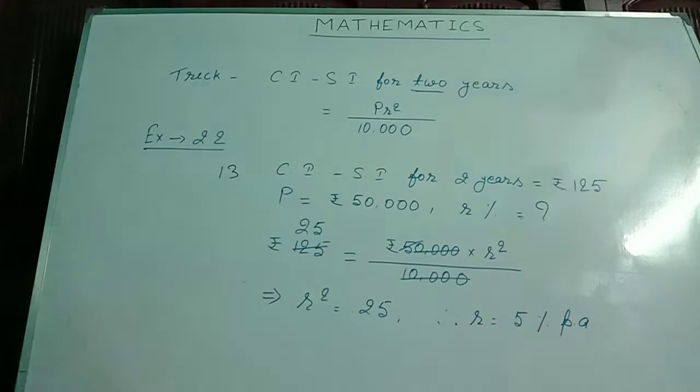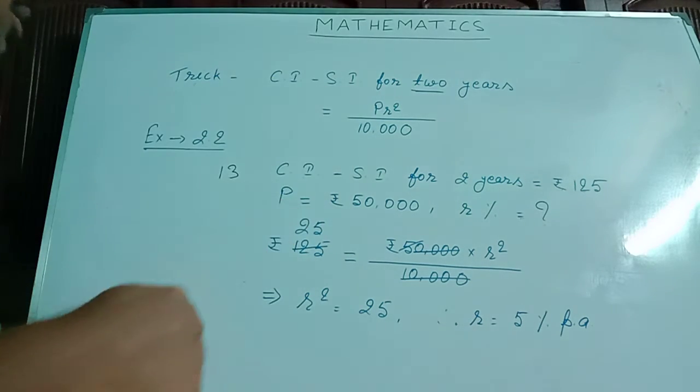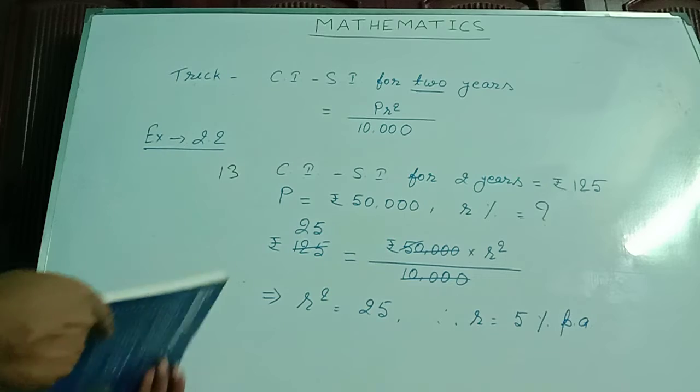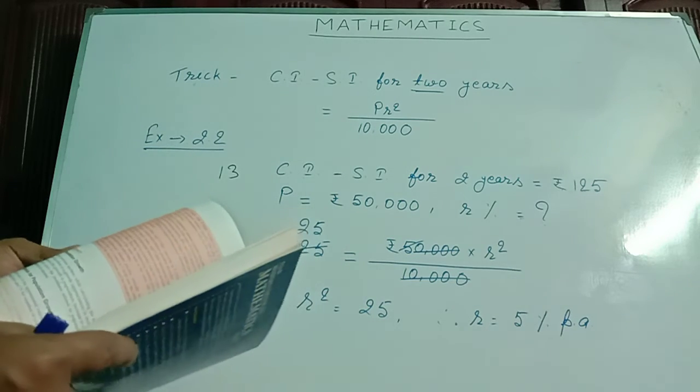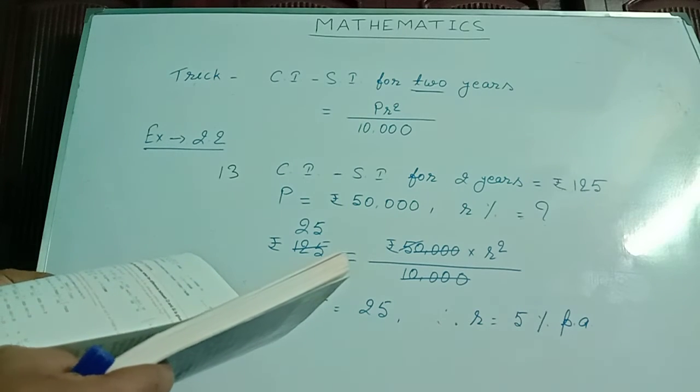So it is a very shortcut process, that you can calculate the question within a few seconds while you use this kind of trick: CI minus SI for 2 years equal to PR square by 10,000. One more question is given in the example. For that also we will use this process.